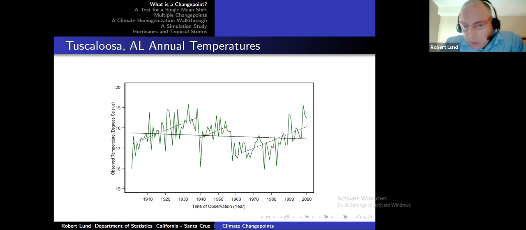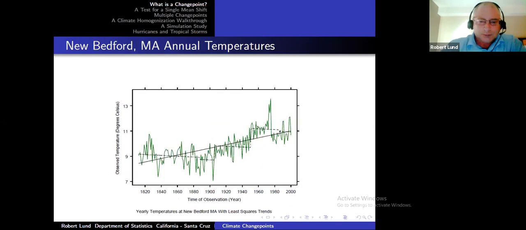So the hope might be that these breakpoints aren't all that frequent. Unfortunately, they are. A typical US temperature station or weather station has up to 6 breakpoints per century on average. 6 on average. This is a problem. Let me show you another series.